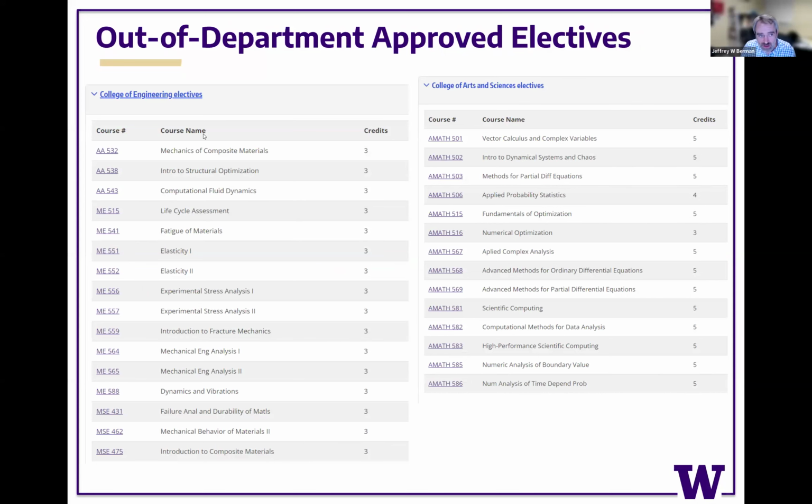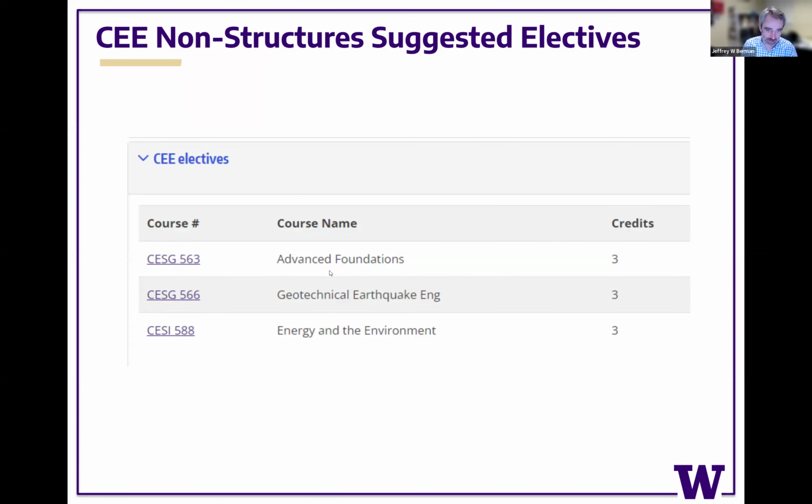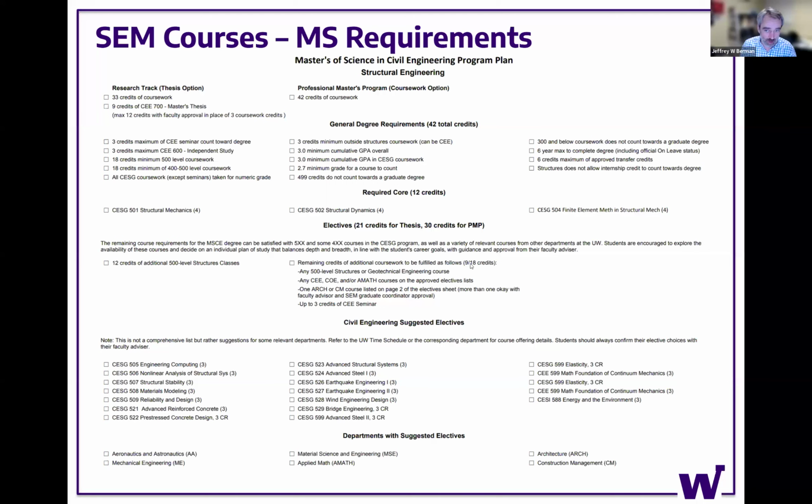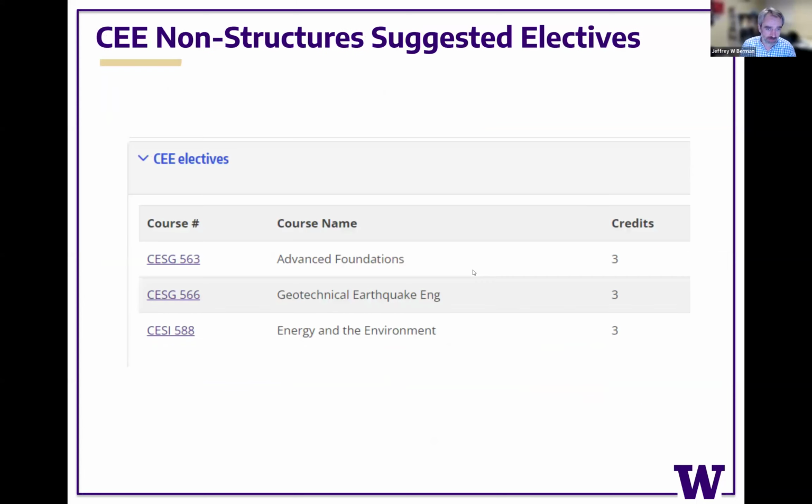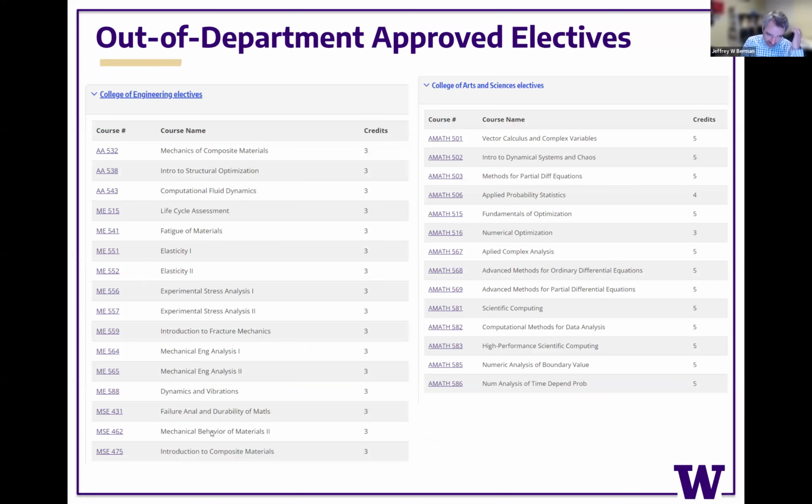And then here's a big list of classes that are available that we would accept as electives. Again, these are classes that would fulfill this remaining 9 or 18 credits, 9 for thesis and 18 for professional master's folks. And you see it's an extensive list. It is not comprehensive, though. I would say each department does change course offerings, and so what I'm listing here may not be what is offered next year. There may be new classes and maybe some of these are not offered.